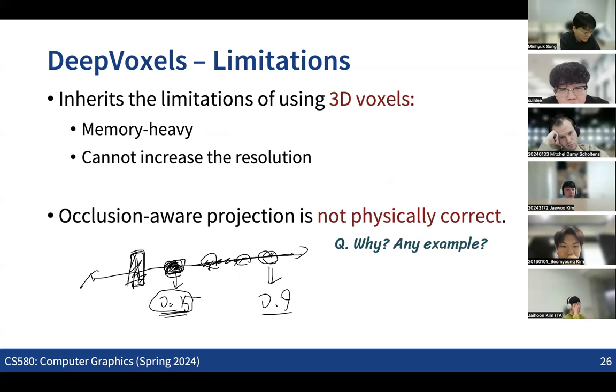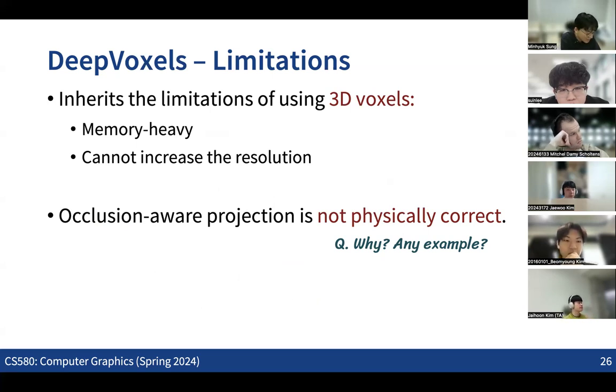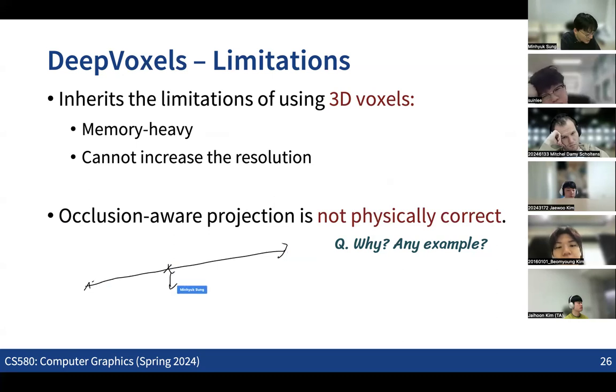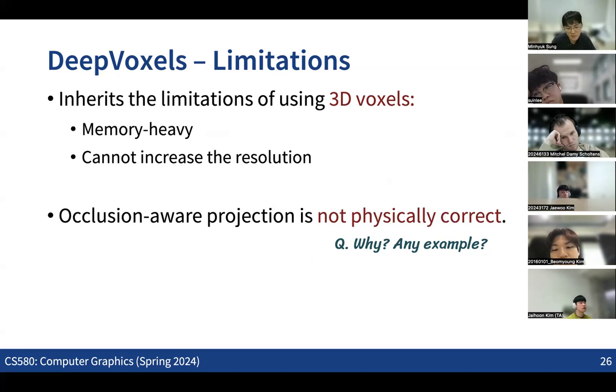Is it clear? This is the key thing. When you talk about visibility along the ray from this viewpoint, if we have some visibility score at this point, then all the points behind this point should have a visibility score equal to or less than the score at this point. But this visibility testing neural network does not guarantee this kind of physical correctness for occlusion. It is giving some random score for the visibility.